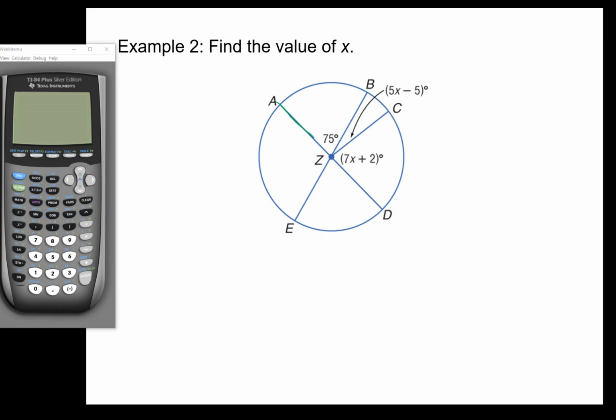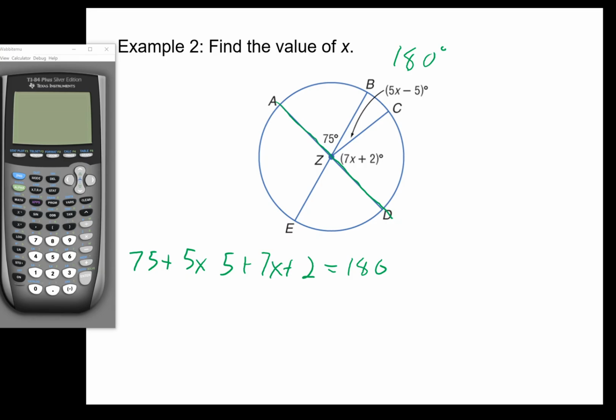Notice that we have a diameter AD. That means that everything on this side, on the top side, sums to 180 degrees. So that means that 75 plus 5x minus 5, plus 7x plus 2, equals 180. We just know there's an implied minus sign right there. We just can't see it. Okay.